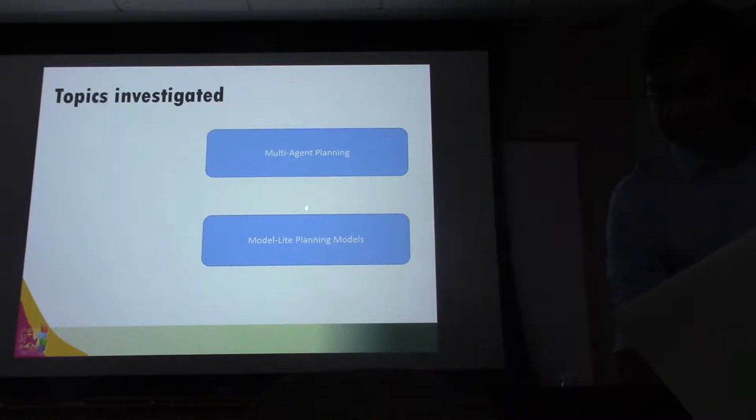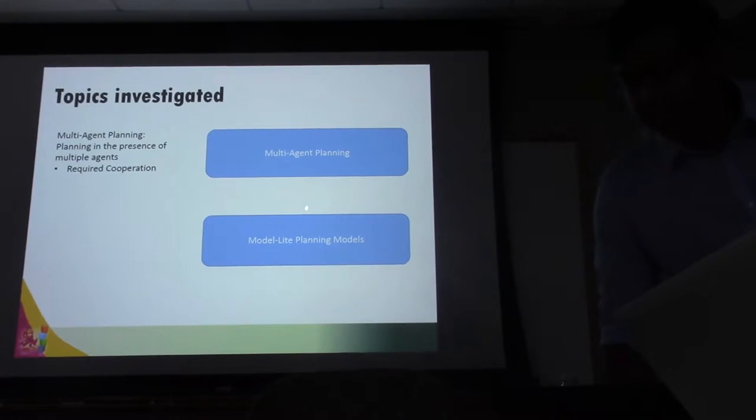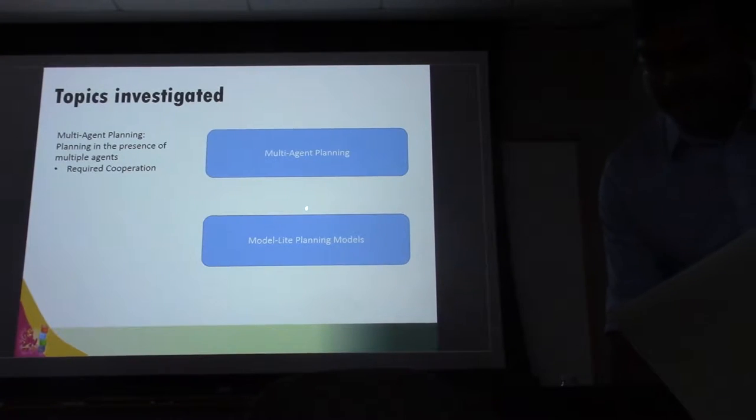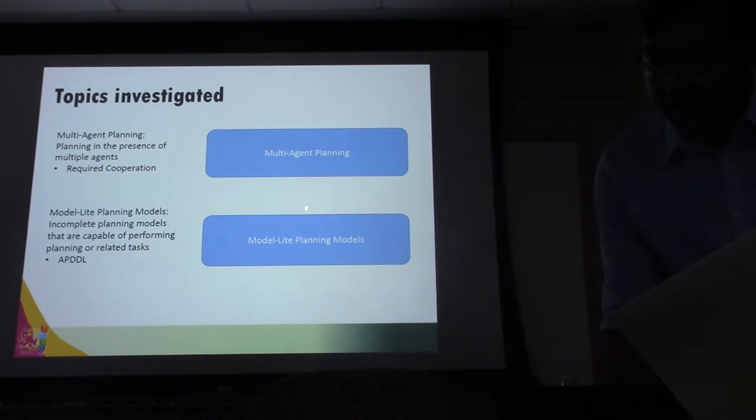When I say multi-agent planning, I refer to planning in the presence of multiple agents. I don't always mean that there are multiple planning agents, but mostly there are multiple agents that are executing the plan. Within this area, I've done a work called required cooperation, and we will see what it is and why it is important. The second work relates to model-like planning models, which are these incomplete planning models that can still be used for planning or plan-related activities.